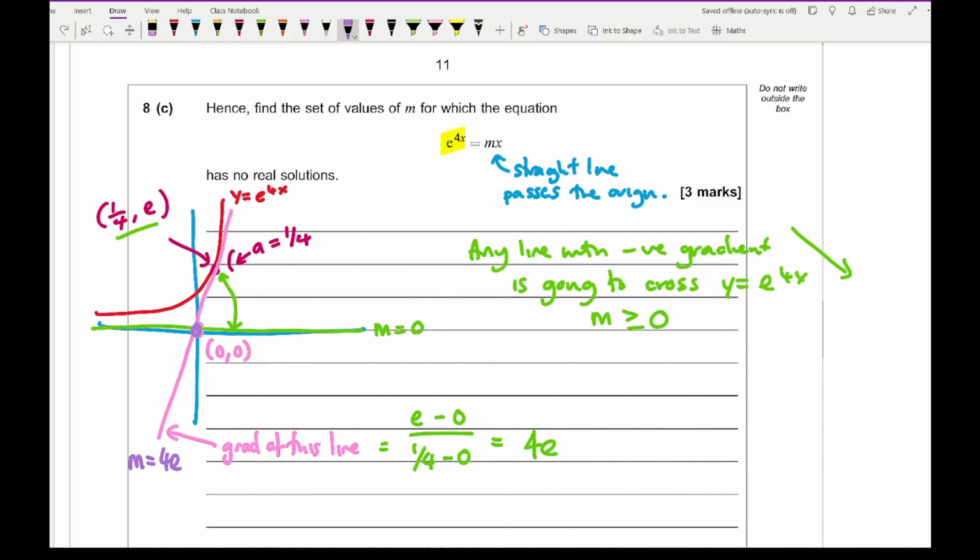So therefore, m must be between 0 and 4e. It can be inclusive of 0, but it can't be inclusive of 4e. So there is my final answer.